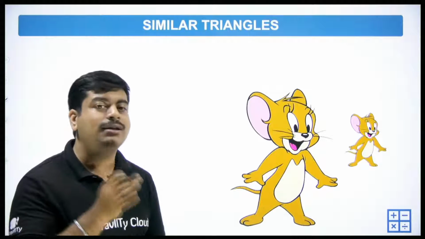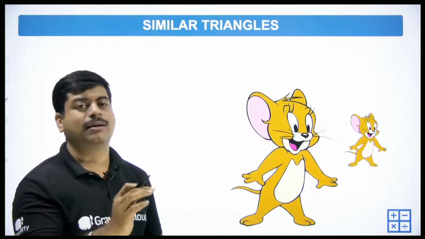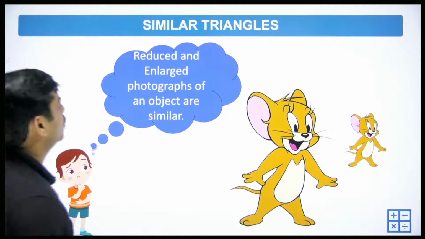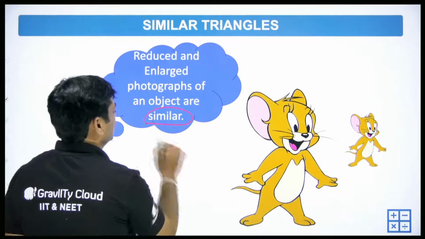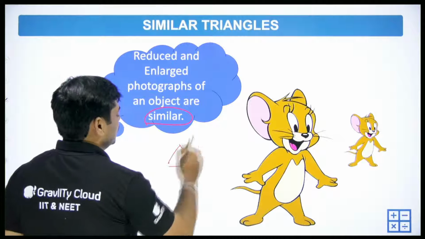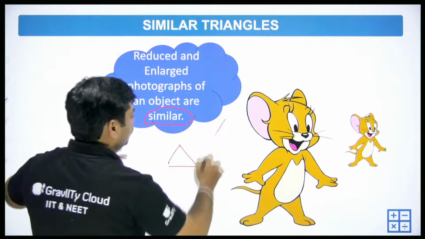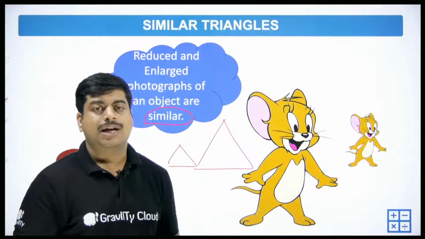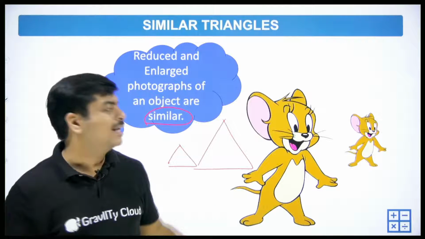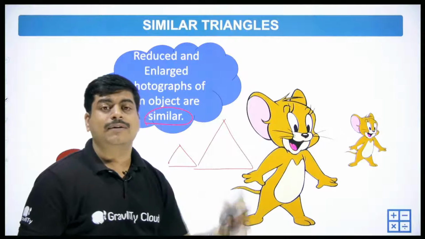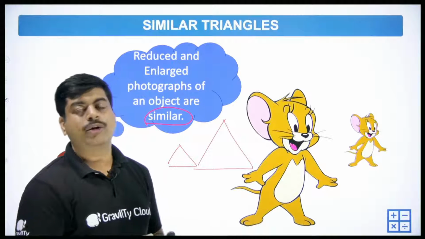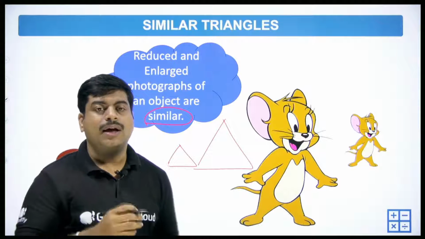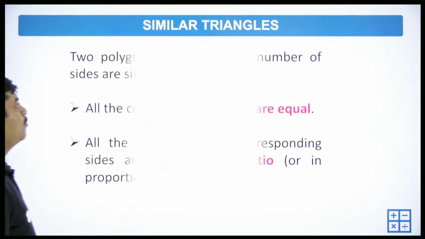So now the question is, are these two similar? Yes, we can say that they are similar. Reduced and enlarged photographs of an object are similar. If there is a triangle like this and if you zoom or enlarge it and make it a bigger one, they are similar, but they are not congruent. Congruency means equal sides and equal angles. These are not equal in sizes. We cannot say anything about congruency, but they are similar.